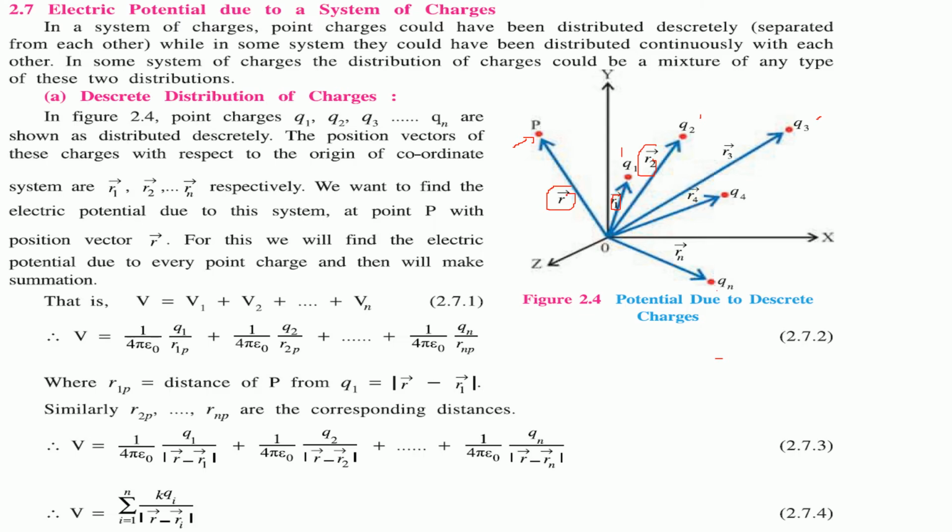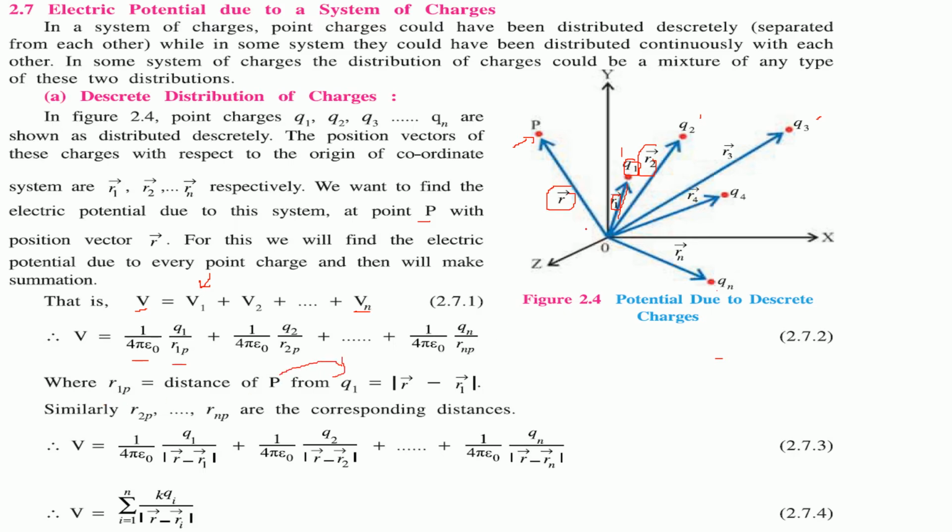For this, we will find the electric potential due to every point charge, and then we will add them. So this final V will be V1 plus V2 until Vn. And we know what this potential is. For V1, this will be 1 by 4 pi epsilon, because of charge Q1, so it will be Q1. The position vector is R1, and we are taking it as R1P, because we want to find the potential at P due to Q1. So R1P is the distance of P from Q1.